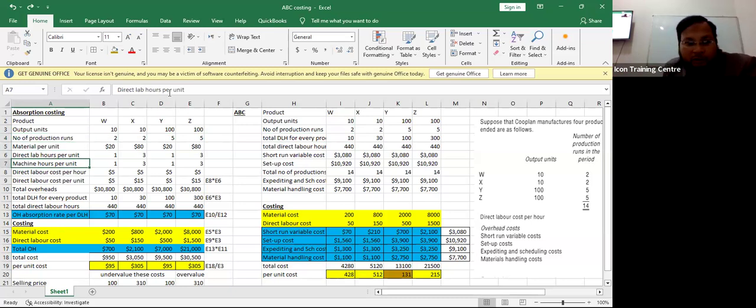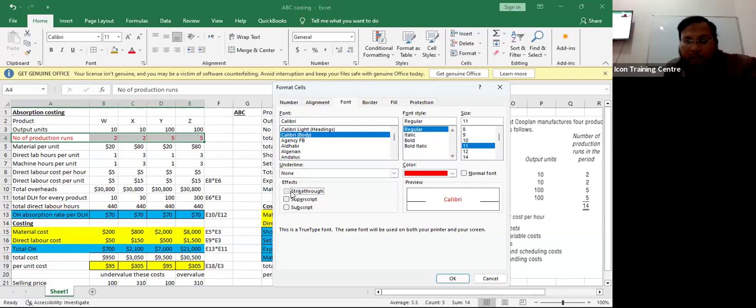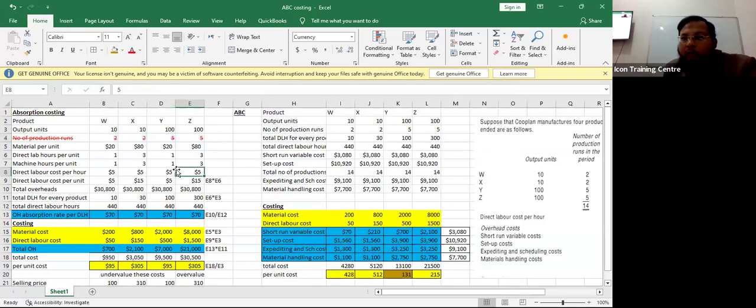Because it is not considering the number of production runs at all. Let me remind you, absorption costing is not considering the number of production runs at all. Am I right or wrong? Because they are specifically talking about direct labor hours. They are not considering the number of production runs. But you can see in ABC costing, the number of production runs has a significant impact on the cost. So whether you run 10 times, or 100 times, absorption costing has nothing to do with that.